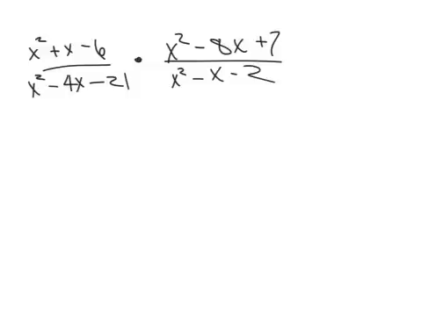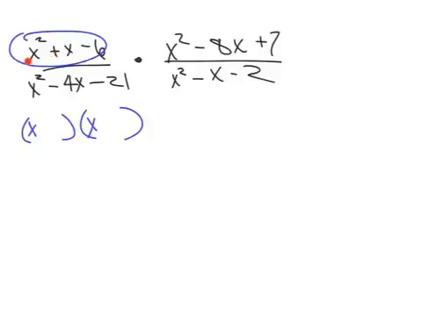Okay, so we're going to take each one of these, the tops and the bottoms, and we're going to break them down. We're going to simplify them. So let's simplify that one first. An x and an x. Two numbers multiplied together give me a negative 6, added give me a positive 1.